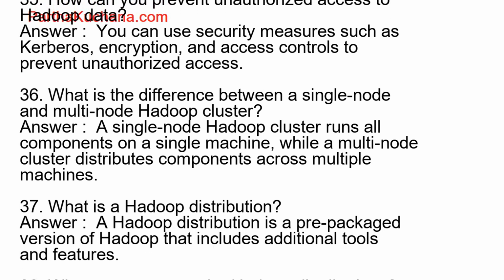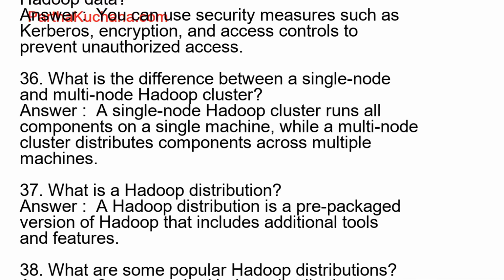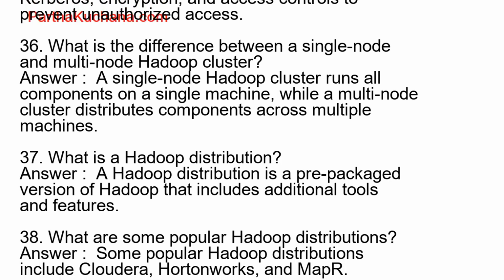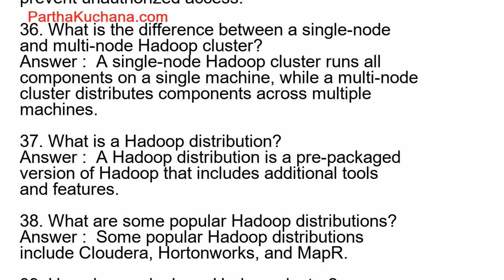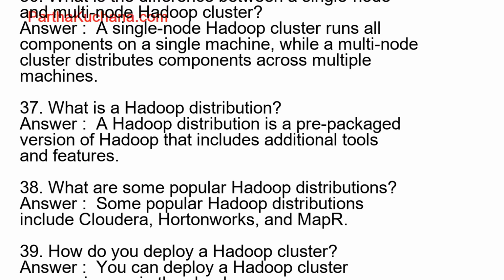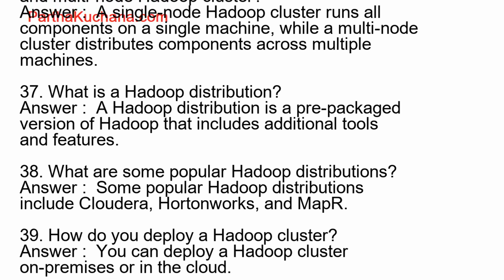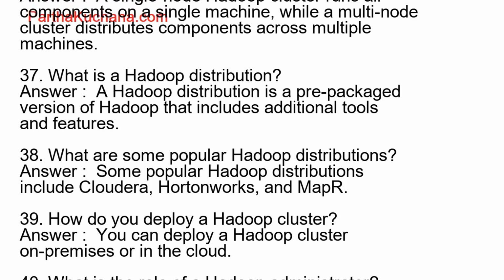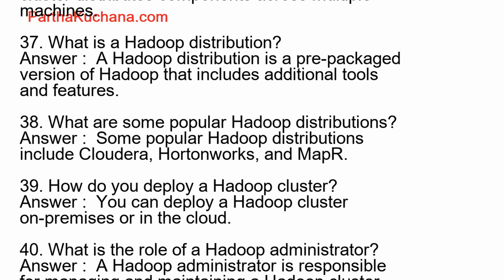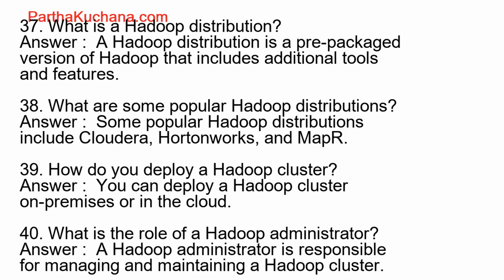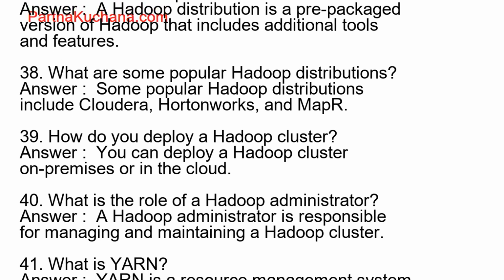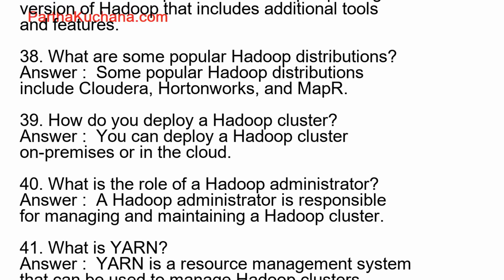35. How can you prevent unauthorized access to Hadoop data? Answer: you can use security measures such as Kerberos, encryption, and access controls to prevent unauthorized access. 36. What is the difference between a single-node and multi-node Hadoop cluster? Answer: a single-node Hadoop cluster runs all components on a single machine, while a multi-node cluster distributes components across multiple machines.